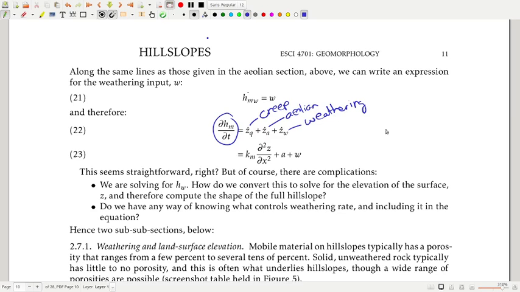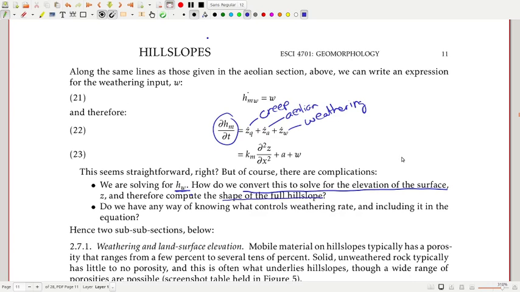It might seem like the weathering process is just pretty similar to what we were talking about with the aeolian processes, wherein we have some amount of extra material added that's thickening this box, and some that's taken away that might thin it. And right now we're talking about the bottom of the box instead of the top, but maybe it's pretty analogous. But we do have some complications. And this first one is the one that I was just mentioning, that we're solving for the thickness of the box. So how do we convert this to solve for the elevation of the surface, and therefore compute the shape of the full hillslope?